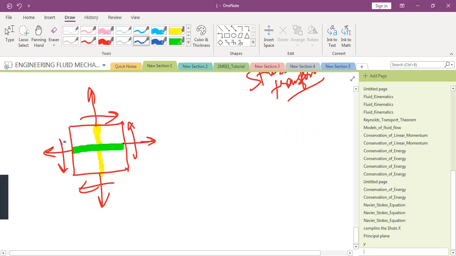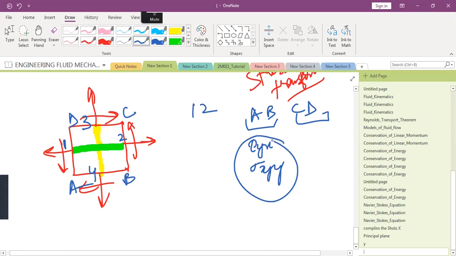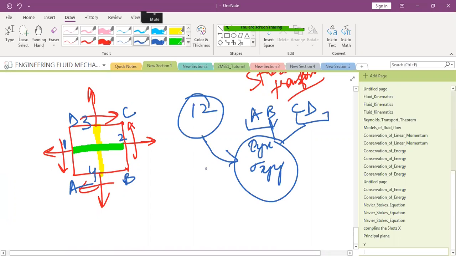ठीक है, तो अब मैंने इस प्लेन को मार्क कर देता हूँ 1 2, इसको 3 4. ठीक है, तो 1 2 प्लेन किस प्लेन के पैरेलल है? एबी और सीडी के. ठीक है, तो एबी और सीडी पे कौन कौन से स्ट्रेसेस हैं? टाउ वाई एक्स और सिग्मा वाई वाई. ये हैं दोनों इस पे भी इस पे भी. तो 1 2 पे भी क्या होंगे? सेम ही होंगे.